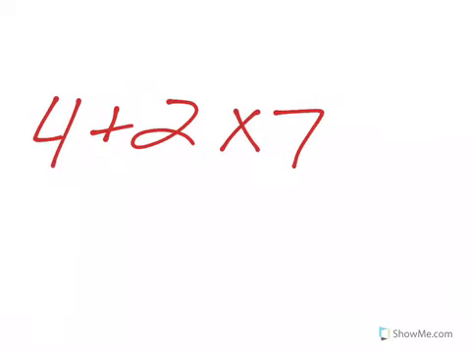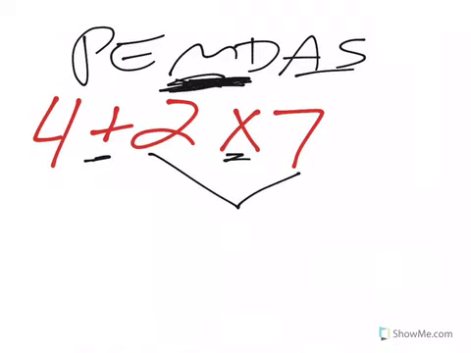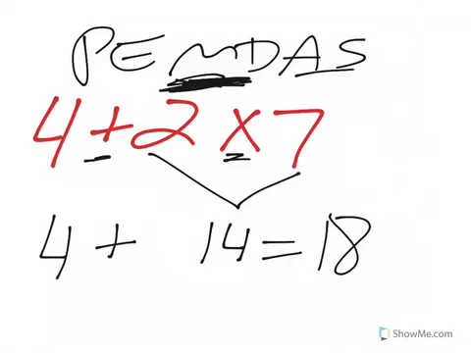All right, we'll start pretty simple. We have 4 plus 2 times 7. Well, I have 2 operations. I have multiplication and addition. Multiplication comes first, so I'm going to do my multiplication problem. 2 times 7 is 14. I'm going to bring down the rest of my problem, so the 4 plus 14, that's what we have left. We end up with 18.